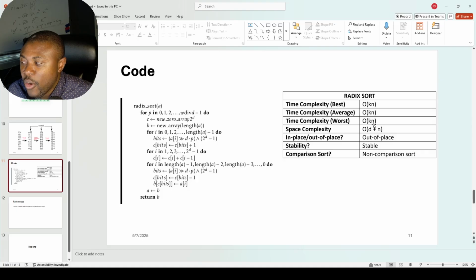So this is what the time complexity will be. At the end of the day, the time complexity will be k times n, right? Where k is where you are counting the number of significant digits. Then n is what counting sort will give you. All right. So that's it with respect to Radix Sort.